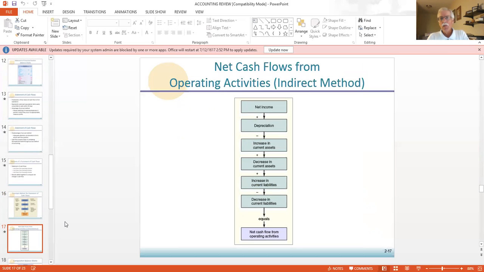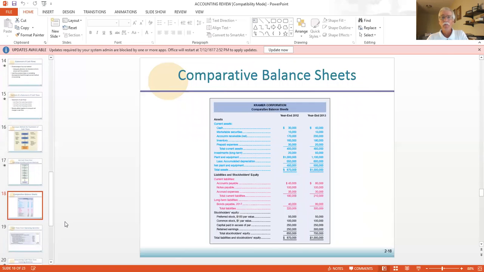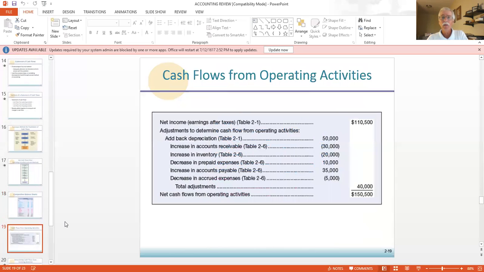More than 90% of all companies use what's called the indirect method to complete their statement of cash flows. We start with net income, adjust for depreciation, and then we look at the changes in current assets and current liabilities in order to determine whether or not we've had cash flow from operations. This is a comparative financial statement, a comparative balance sheet showing one year versus the next. This is a statement of cash flows.